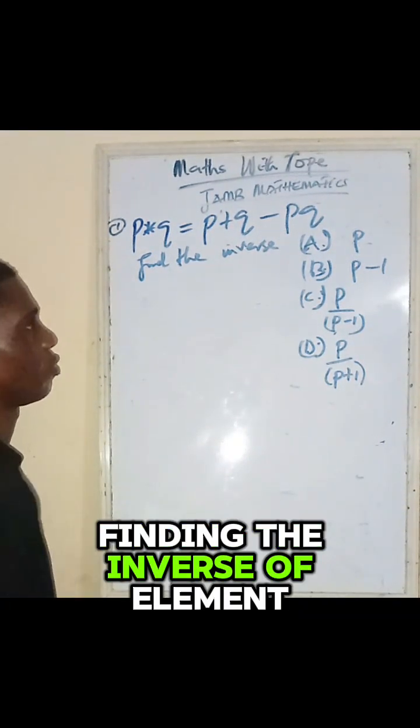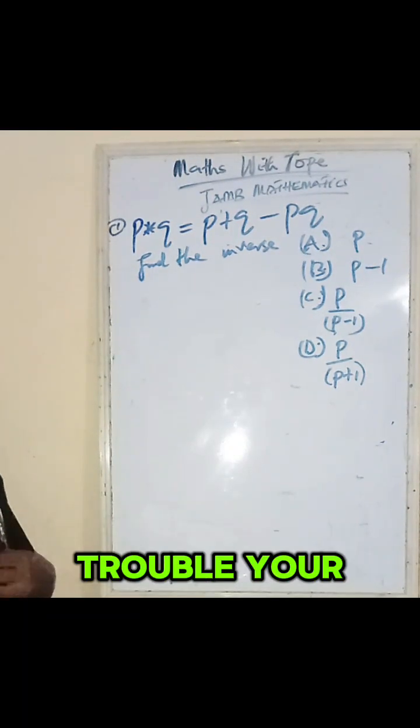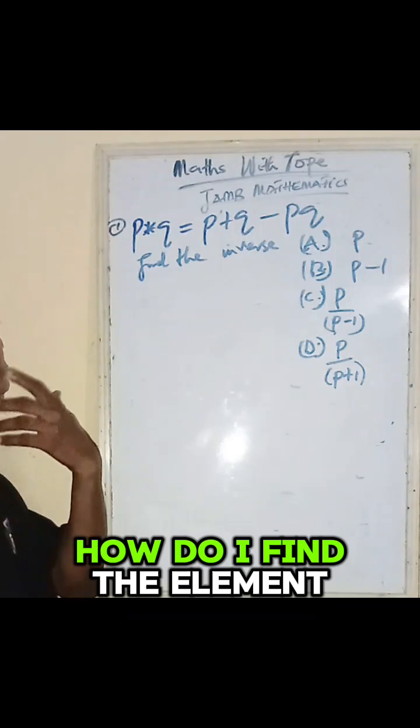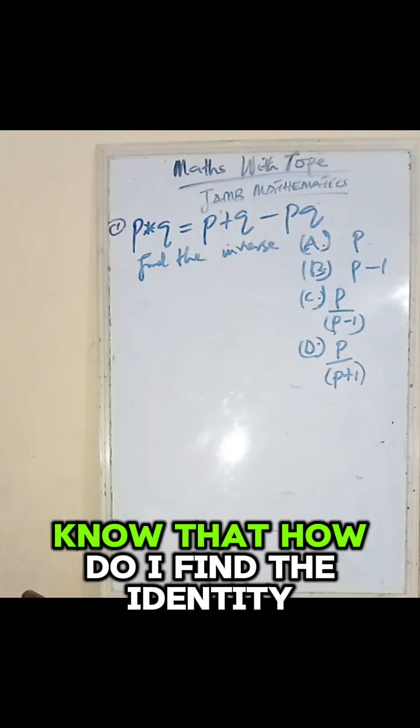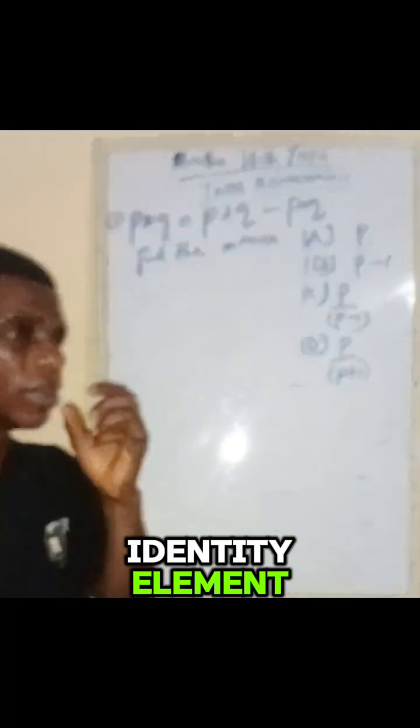Finding the inverse of an element under an operation. These are two questions that can trouble you under binary operation. How do I find the inverse? How do I find the element? Know that. How do I find the identity element? Know that.